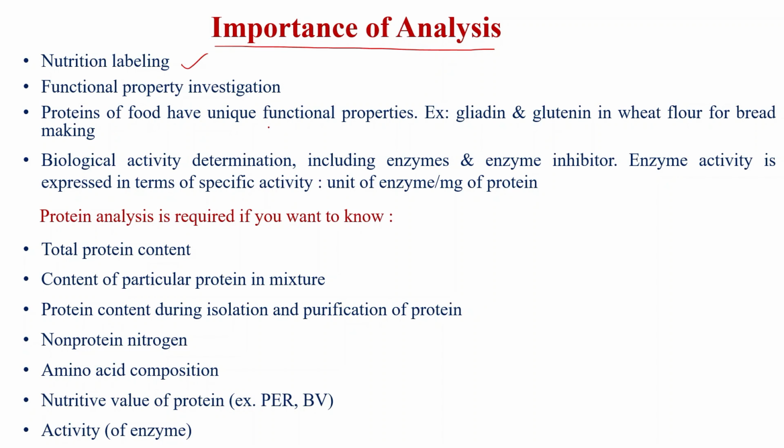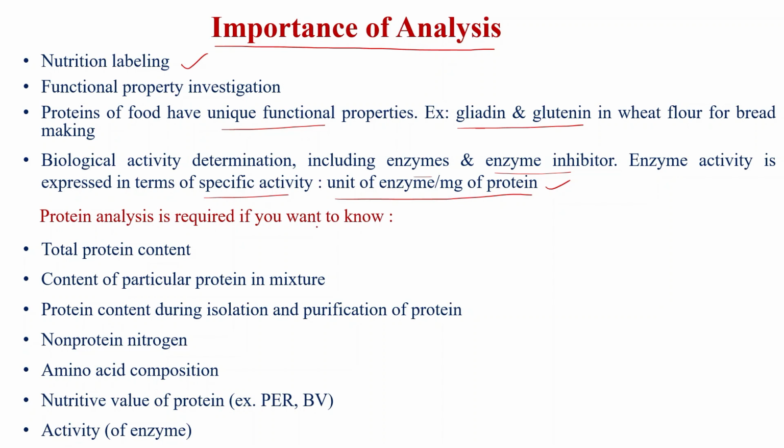Now, proteins of food have unique functional properties, which I have already told you. I have discussed different functional properties, like gliadin and gluten in wheat flour providing elasticity. These proteins have their role, so sometimes we have to define individual proteins also. Then there is biological activity determination, including enzymes and enzyme inhibitors. Enzyme activity is expressed in terms of specific activity, the units of enzyme per milligram of protein. So specific activity can also be determined. All these things depend on the quantity of protein in the sample.